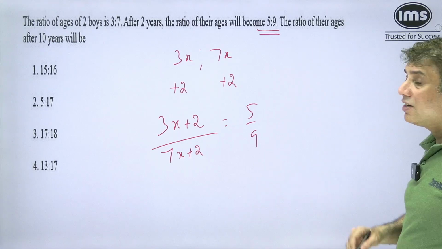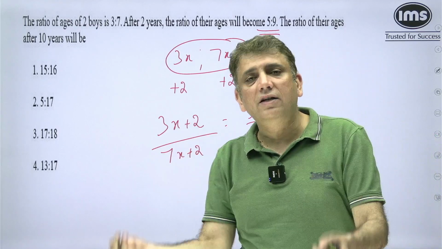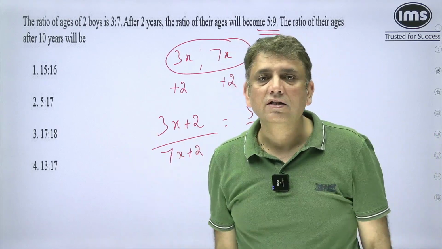The ratio of their ages after 10 years. So this is the present age. That means we need to find the present age and then add 10 to it to find the ratio of their ages after 10 years.